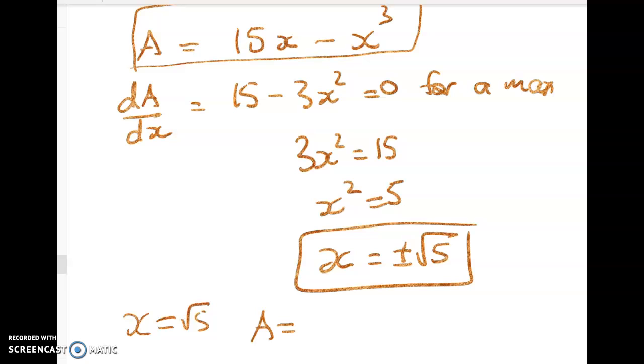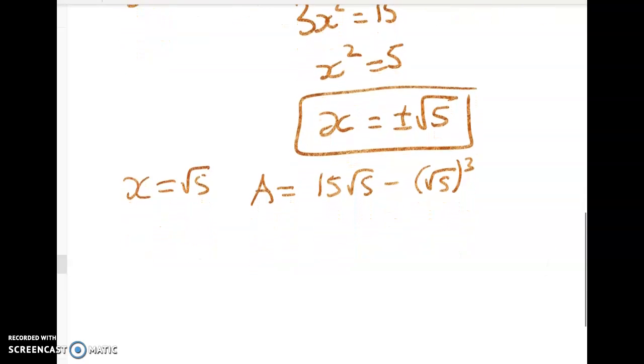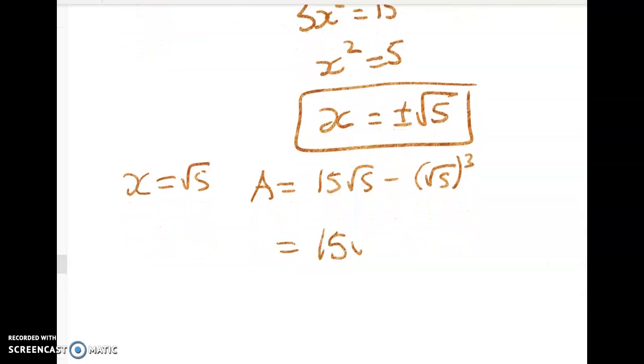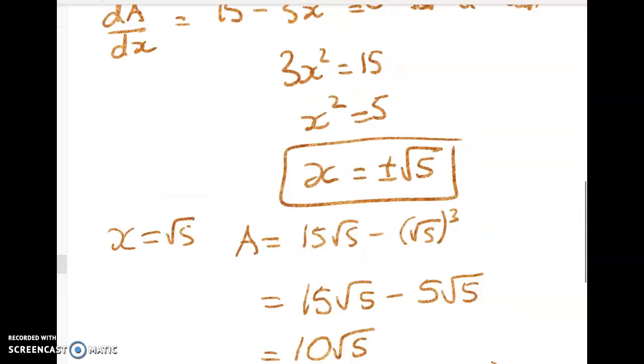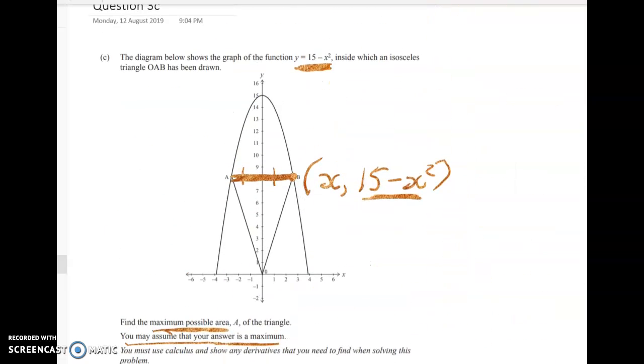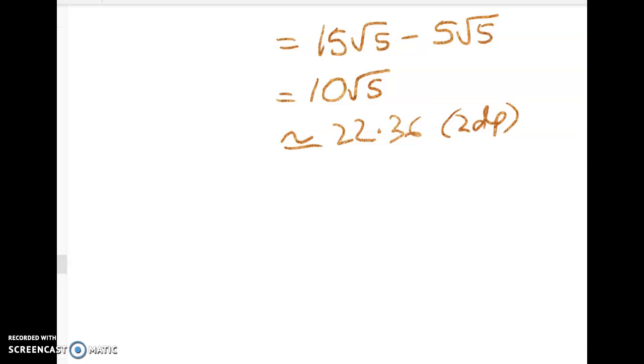So the area is going to be 15 root 5 minus root 5 cubed. So working slowly through this, I get 15 root 5 minus 5 root 5, and I'm collecting up like terms, and I get my final answer is 10 root 5, which I think is 22 point something, 36 to 2 dp. Now I haven't been given units, I don't think. No units. So the units would be just units squared.